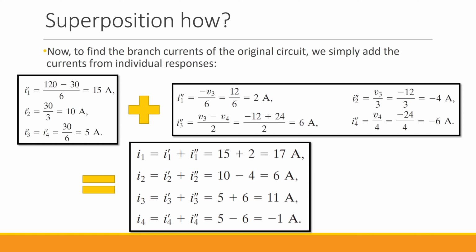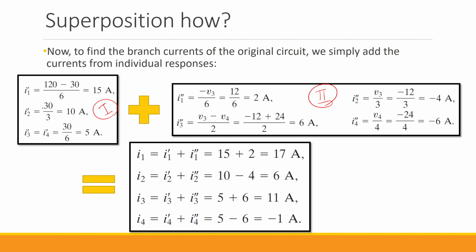So now what is the final stage? Since we only had 2 independent sources, that's all we needed to do individually. So now the next step, or the final step, is to find the branch currents by simply adding the currents from individual responses. So this one is the responses from the first case. This one is the responses from the second case.